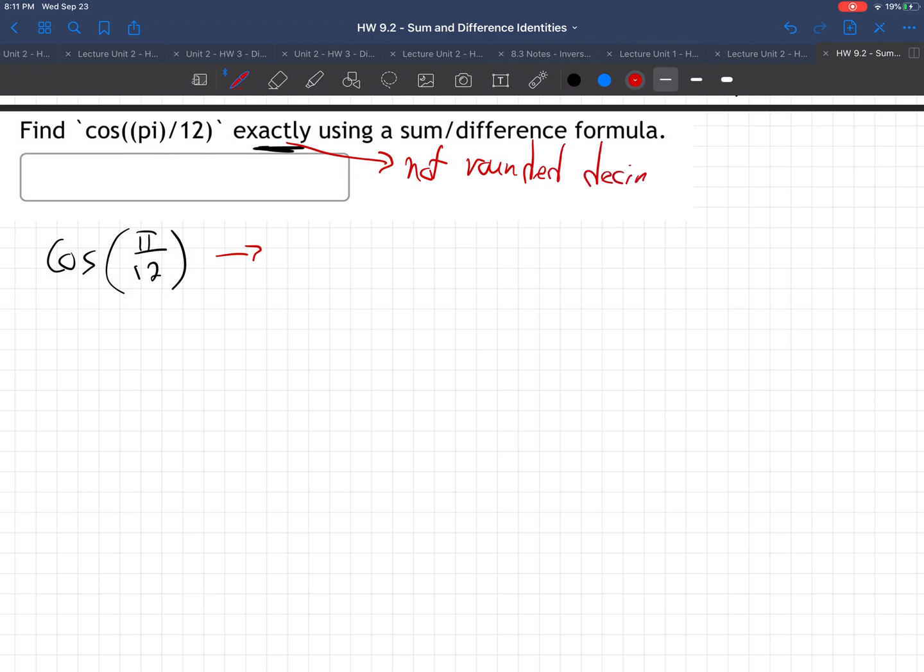You know, if you hit the buttons on your calculator, cosine pi over 12, you'll get a decimal that goes forever. And then you'll have to round it, and then it won't be exact. So when they say exactly, they mean you can't give them a rounded decimal, because if it's rounded, it's not exact. So instead, we have to do it without that. Well, how do we do it?